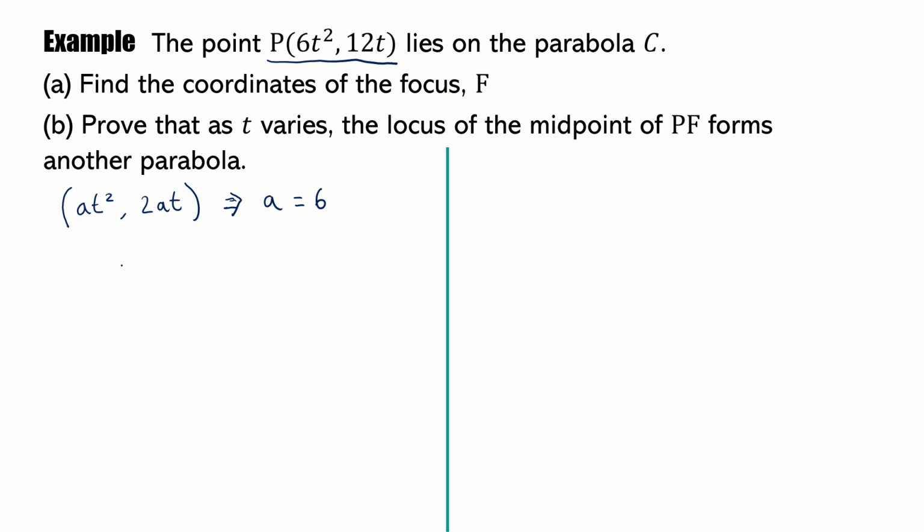The reason that's useful is because, according to the form booklet as well, the coordinates of the focus are then just (A, 0). So therefore, the coordinates of our focus are going to be (6, 0). And therefore, we're done with part A already. Nice.